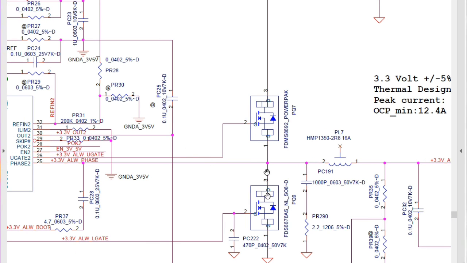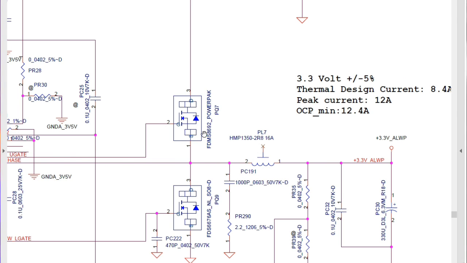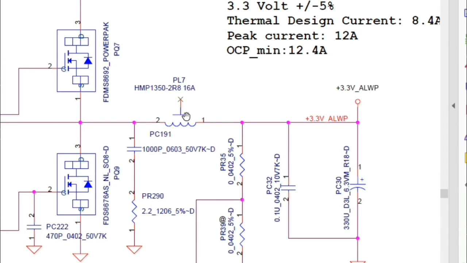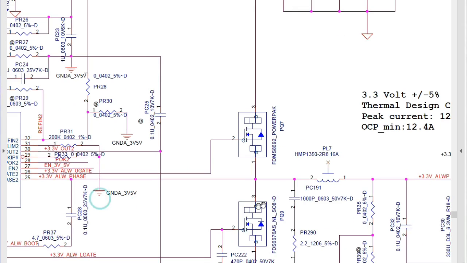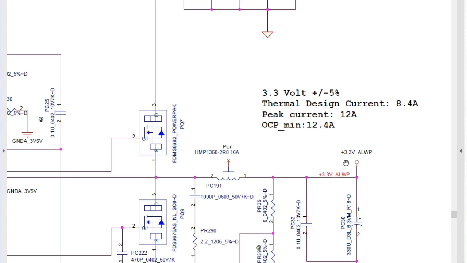Okay, and also here we have two MOSFETs that work with the IC, and here we have a coil, PL7. We have some resistors here, a PF capacitor, and here we have a chemical capacitor. This capacitor is a filtering capacitor. So how can we get this 3.3 volts always?